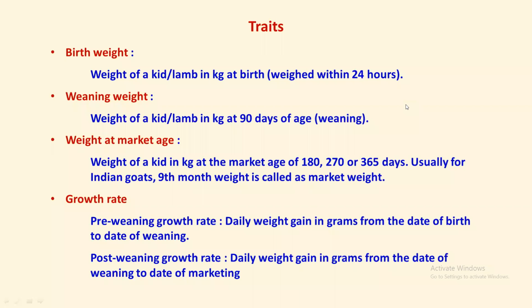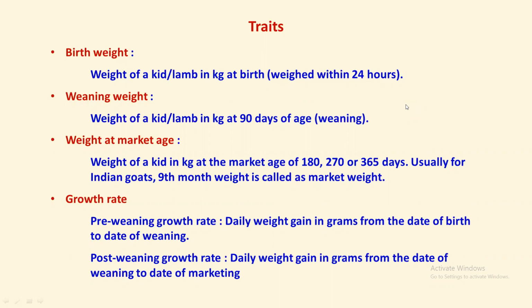The first is birth weight. Birth weight is very important. You know how to measure the birth weight, but birth weight is having low heritability. Though it is having low heritability, since it is very important, you should include it. Then next is weaning weight. Weaning weight is measured in 90 days of age.